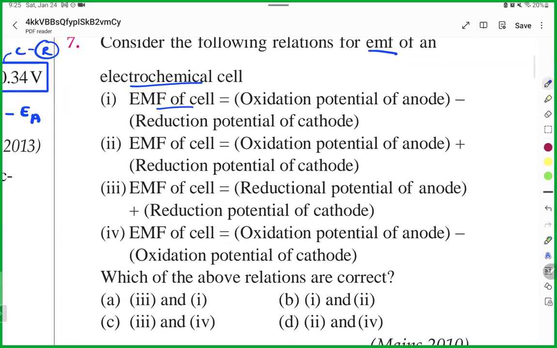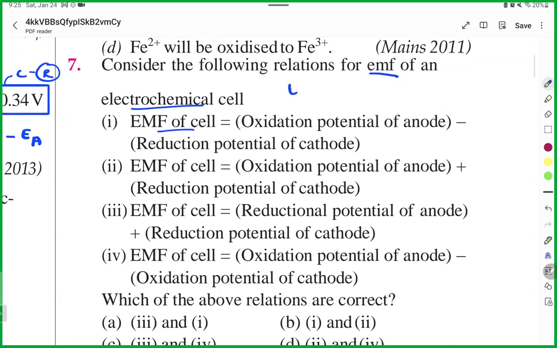So you have to remember only one formula. EMF of the cell is equal to EMF of the cathode minus EMF of the anode, in reduction potential, RP only. If they give oxidation potential, it will be the opposite. Correct. So you wrote E cell is equal to reduction potential of cathode minus reduction potential of anode. Example, the third option is definitely wrong. Why? You have a positive sign in between.